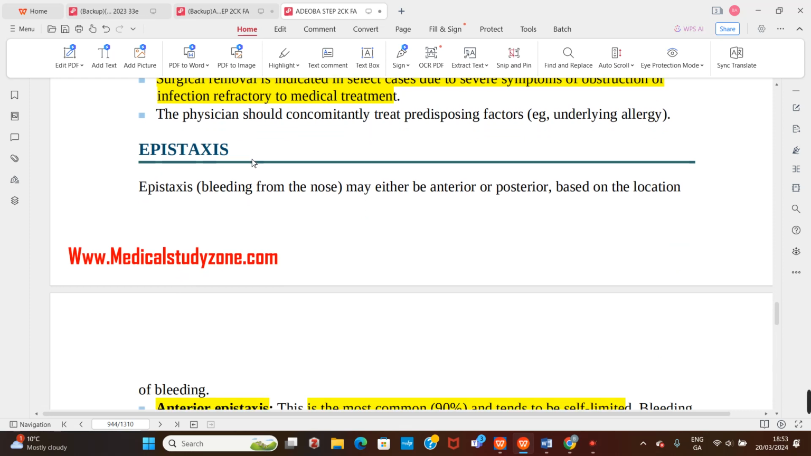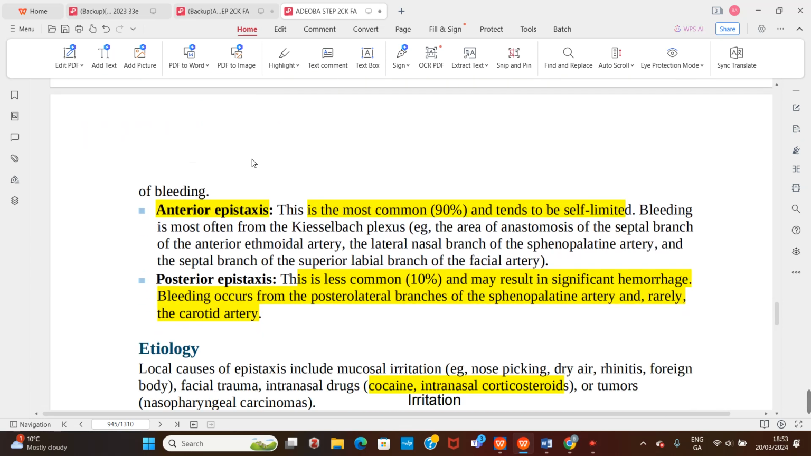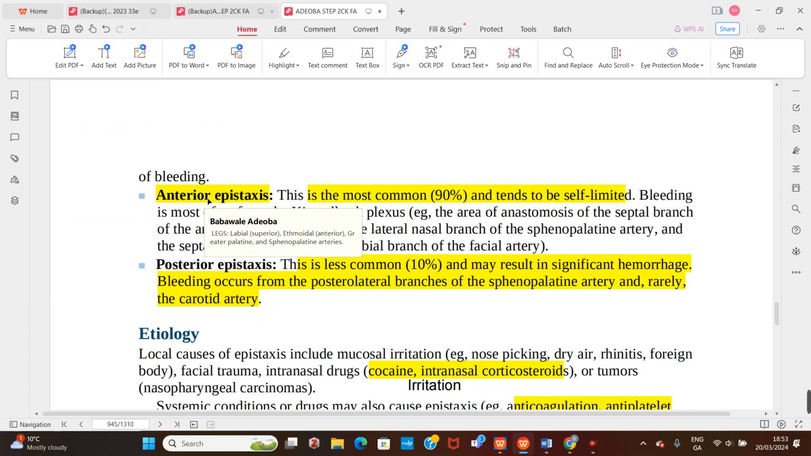Epistaxis. Epistaxis is bleeding from the nose. It can be anterior or posterior depending on the location of the bleeding. So it's very important for us to remember that most of the bleeding is anterior, and we need to remember the circulation involved, which goes by the acronym LEGS. L for the labial artery, the superior labial artery, E for the ethmoidal artery, G for the greater palatine artery, S for the sphenopalatine artery.